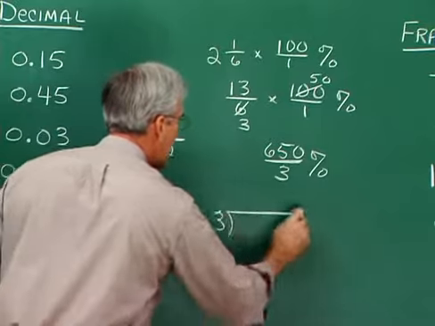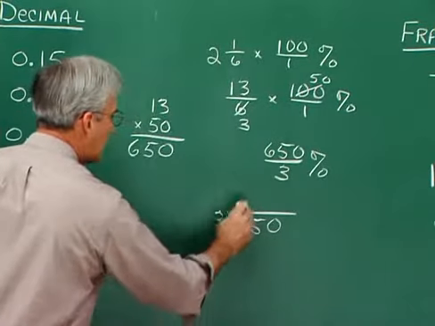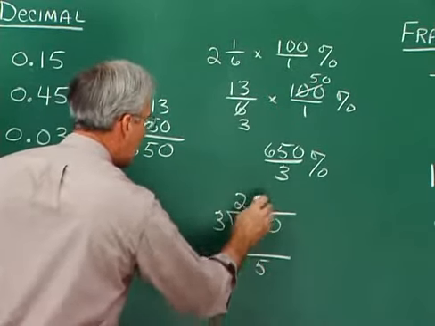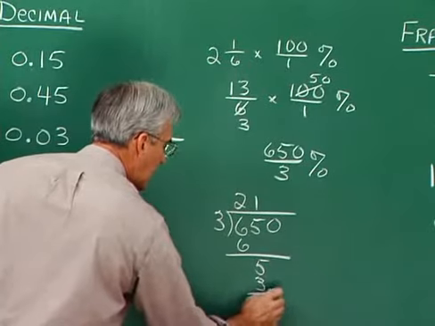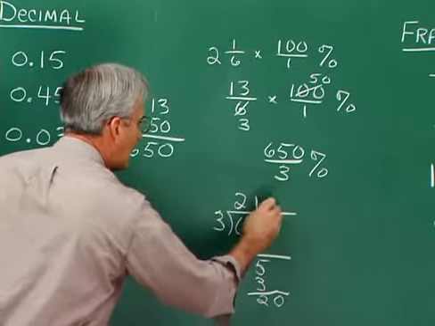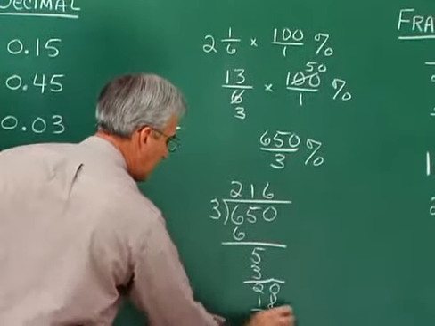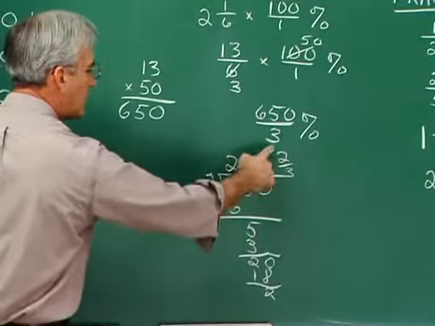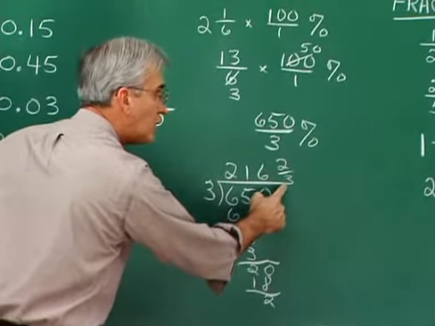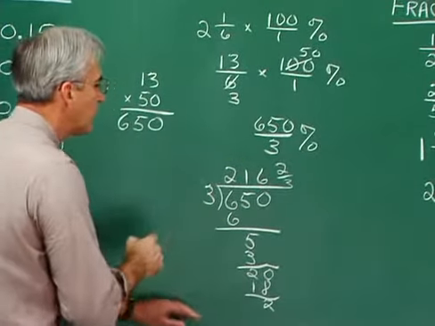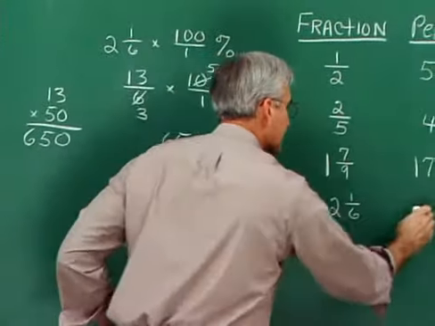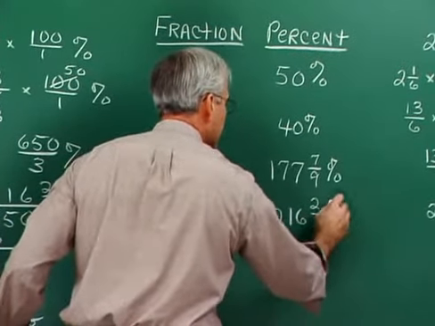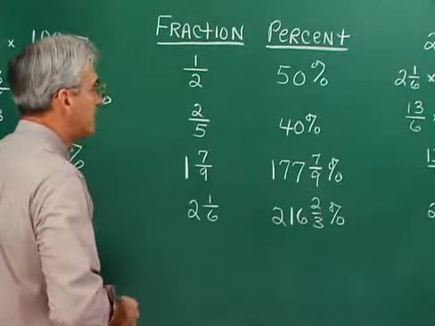So let's divide 3 into 650. So 3 into 6 goes 2. 2 times 3, 6. Bring down the next digit. 3 into 5, 1. 1 times 3, 3. Subtract, we get 2. Bring down the next digit. 3 into 20 goes 6. 6 times 3, 18. Subtract, I get 2. Remainder over divisor. So we have 216 and 2/3%, you see, for 2 1/6. 216 and 2/3. Let's write that in. 216 and 2/3%. All right, that's all there is to it.